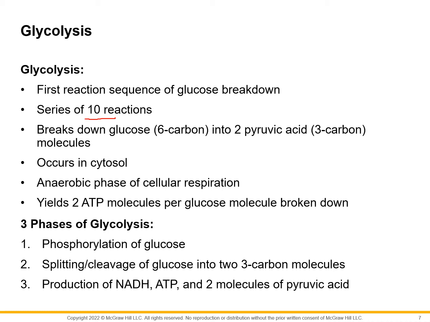What I want you to remember is glycolysis, all right? We said lysis means to break down. Glyco is talking about glucose. So glycolysis is simply breaking down glucose. It happens in the cytosol, inside the liquid of the cell. So as soon as it comes in, boom, it's going to be broken down. It basically breaks it in half.